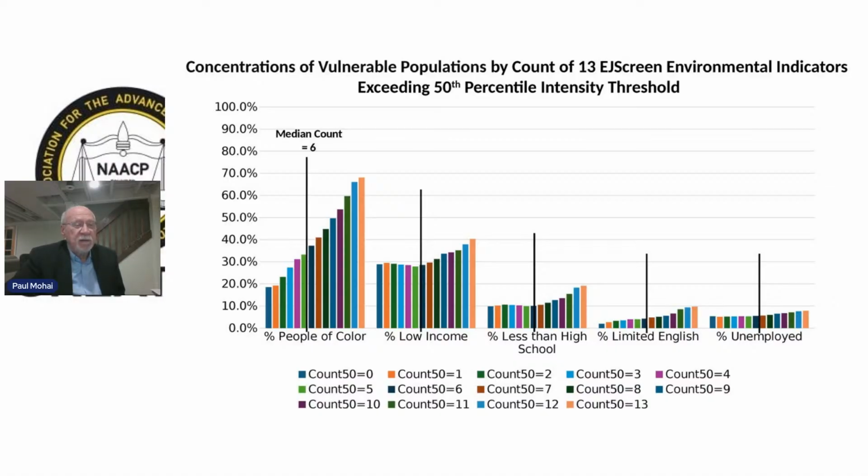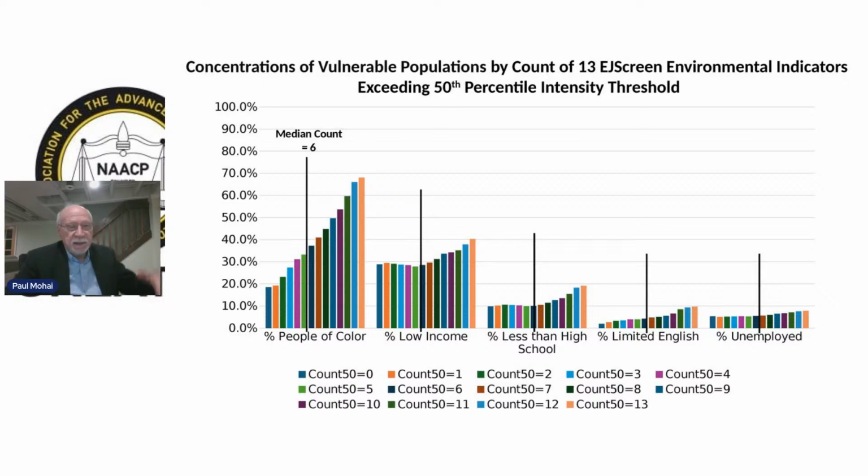And what's the median count? Well, the median count means that for half the census tracts in the U.S. and Puerto Rico, the count is 6 or less in terms of the number of burdens exceeding the 50th percentile. And the other half, the count is greater than 6. So for people of color, you see this really dramatic increase throughout the range. But for the other indicators, you see that there's an increase whenever you pass the median count. In this case, it's 6.